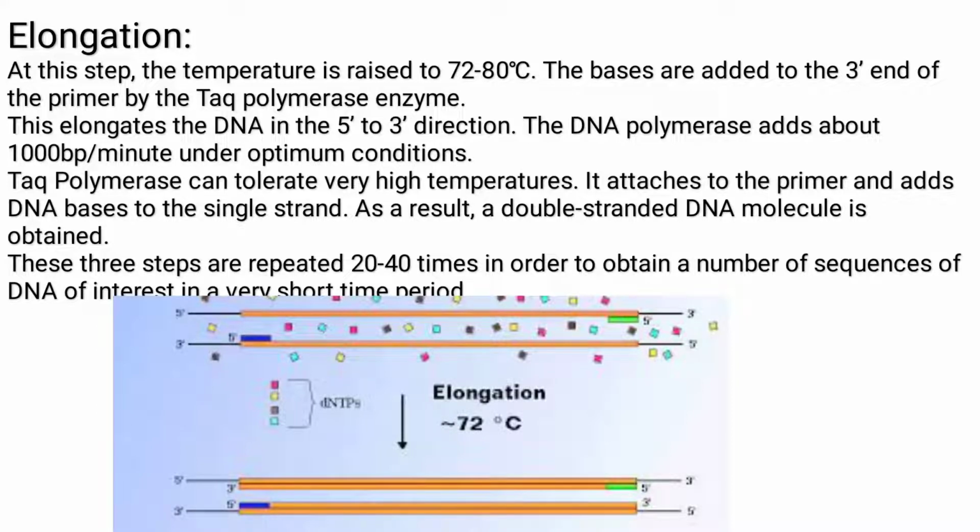Taq polymerase can tolerate very high temperatures. It attaches to the primer and adds DNA bases to the single strand. As a result, a double-stranded DNA molecule is obtained. These three steps are repeated 20 to 40 times in order to obtain a number of sequences of DNA of interest in a very short time period.